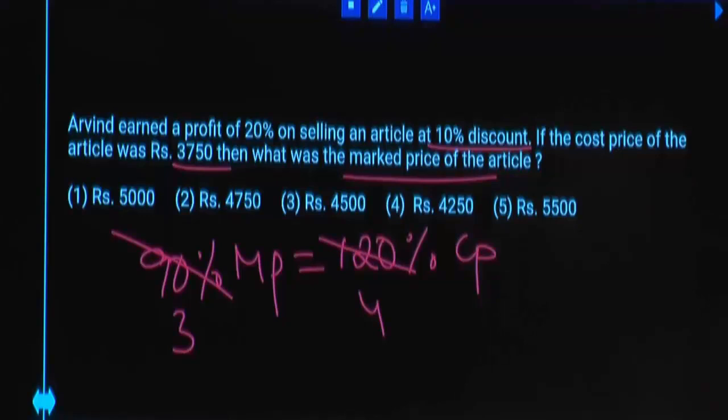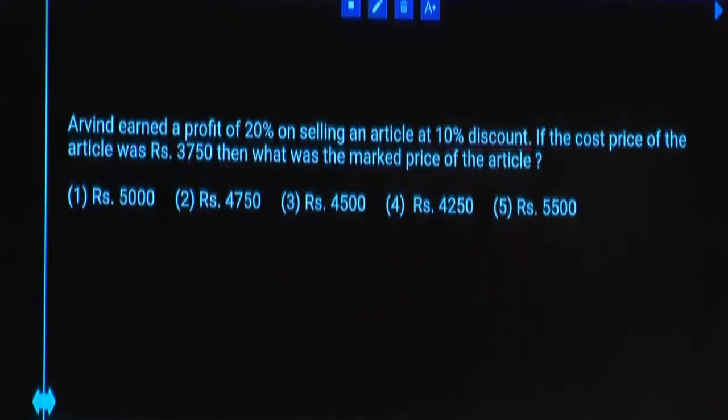Are you getting? Right. From 3 parts, if you need to get 4 parts, don't go for equation. You need to add 1 part. That is 1/3 of cost price. What was cost price in parts? How many parts you need to add? That is 1/3 of 3 parts only. What is 1/3 of this number? 1250. Add 1250 and 3750. Answer 5,000.